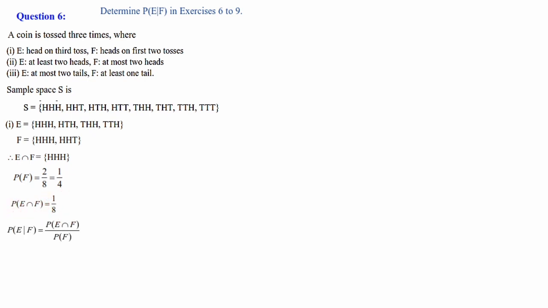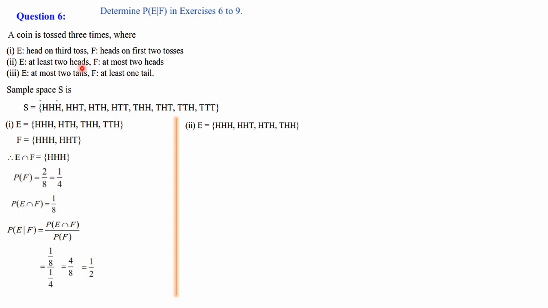So P of E given F, let's write the formula, P of E intersection F divided by P of F, substitute it. E intersection F we are having 1 by 8, divided by P of F, which is 1 by 4. So 1 by 8 divided by 1 by 4, when we simplify it we will get 4 divided by 8. Denominator will go to the numerator. So 4 divided by 8, and 4 and 8 we can cancel and we will get 1 by 2. So the first part answer is ready. Then we'll go with the second question.